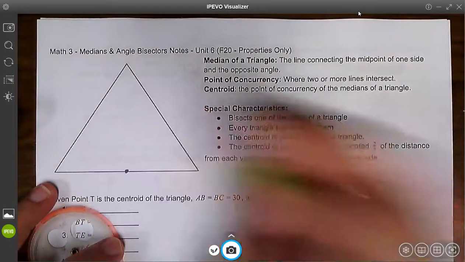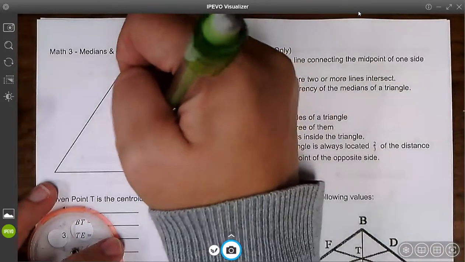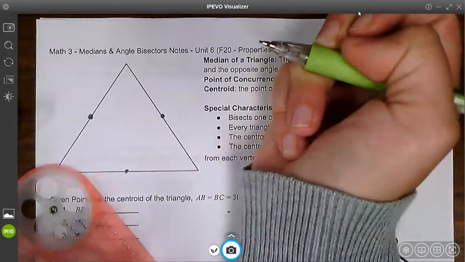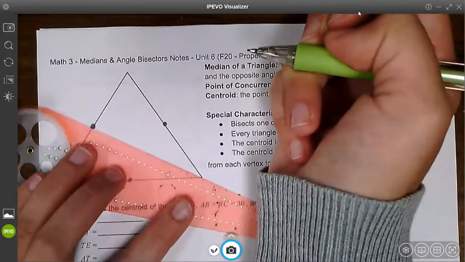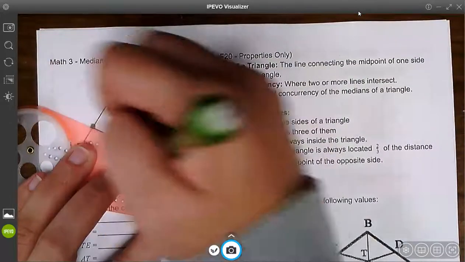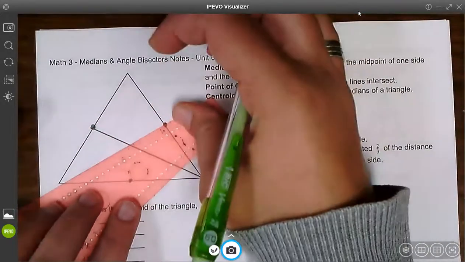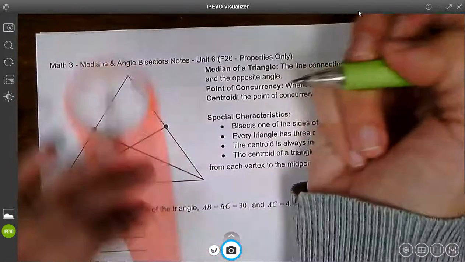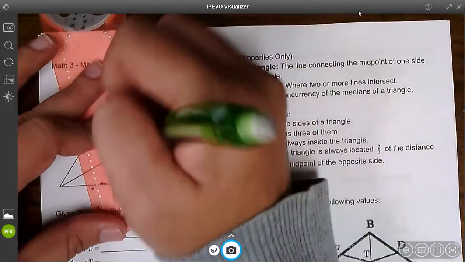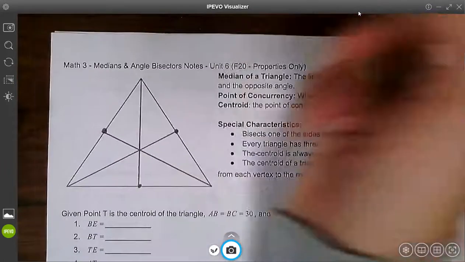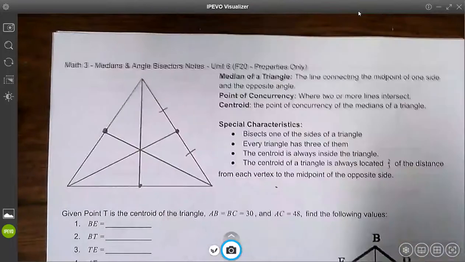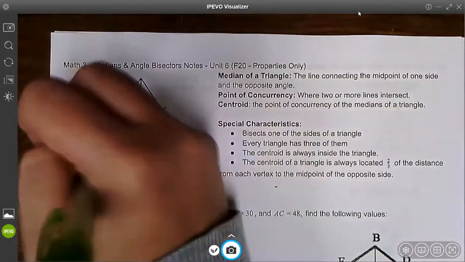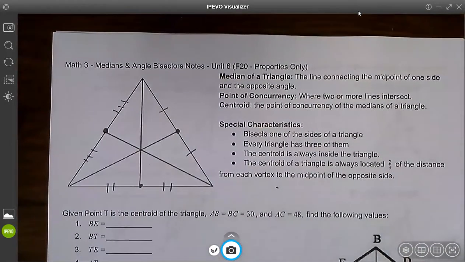You won't be asked to construct these. I'm going to estimate some midpoints. There is a way to construct them perfectly, but we're just going to, without measuring, eyeball it here. A median connects the midpoint to the opposite vertex. So if these are midpoints, then that means those sides are equal. These things are equal, and these are equal because it cuts it into two congruent pieces.